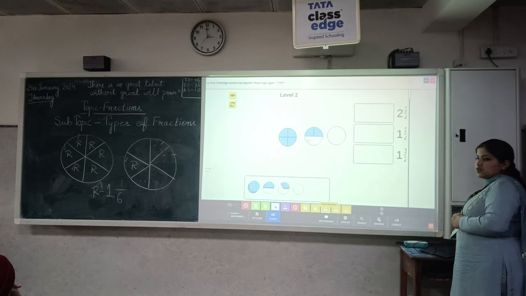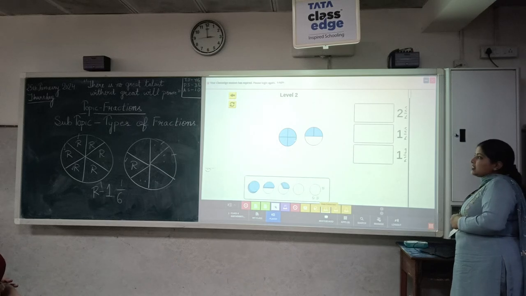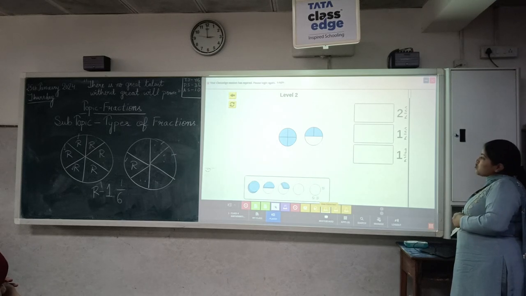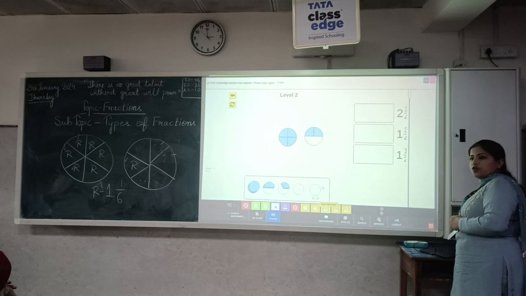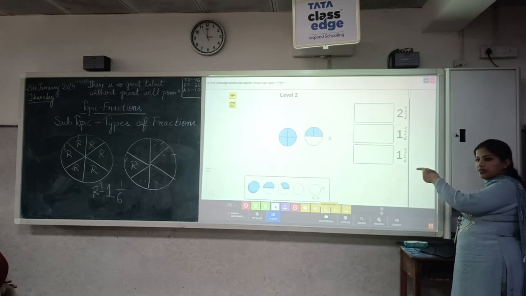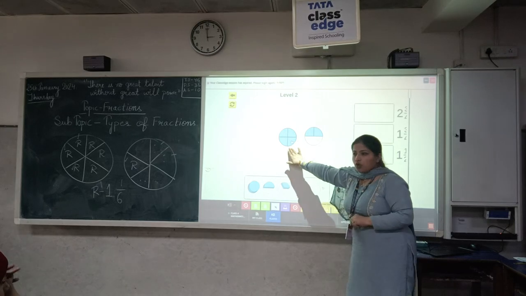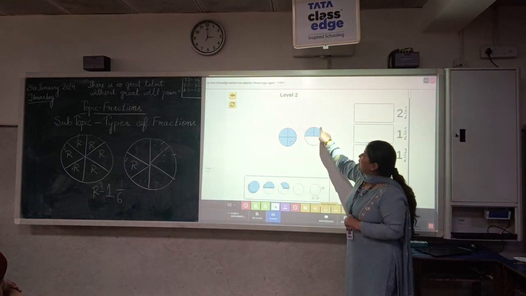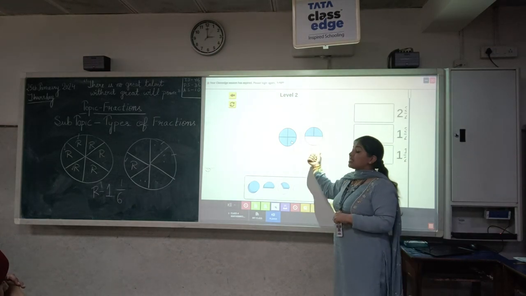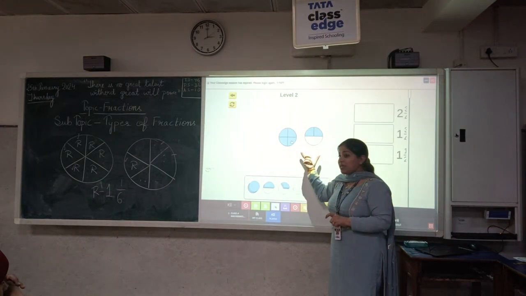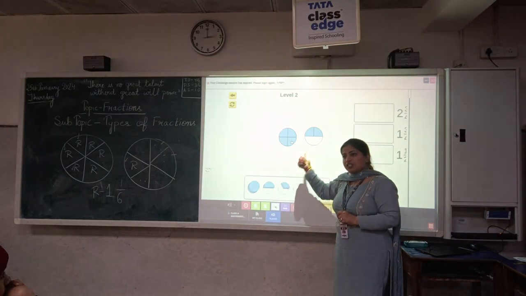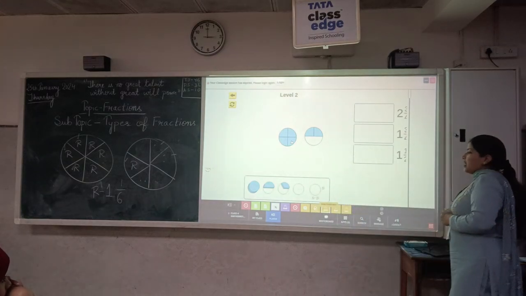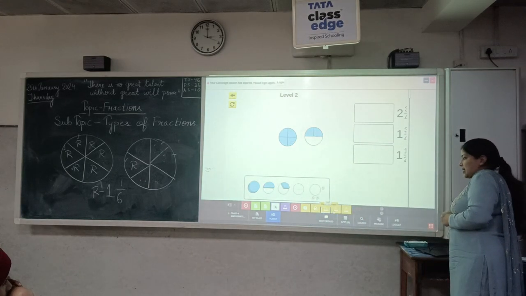So what is the fraction of this one? What is the fraction of this one? This is 1 and this is 2/4. So which one is the correct option? So that means 1 and 2/4 is the fraction of this type of figure. Can you see 1 whole number and 2/4 is the fraction of this figure. Okay, so what is the mixed number forming here? 1 and 2/4. Very good. Now let's see the next example.